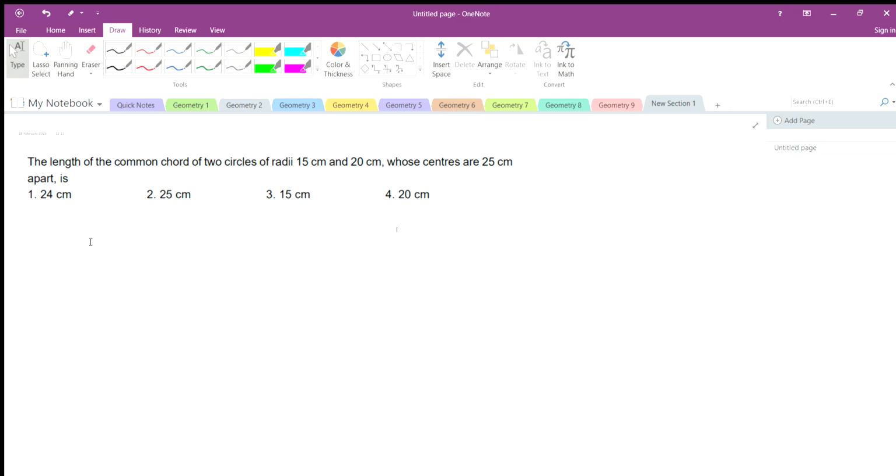Today we will solve a very interesting question from geometry. This question came in CAT 2002. So let's solve the question.